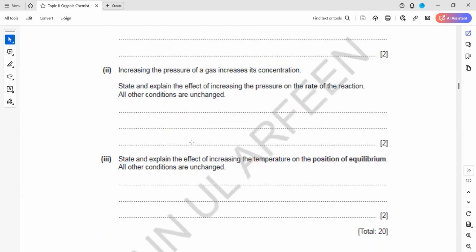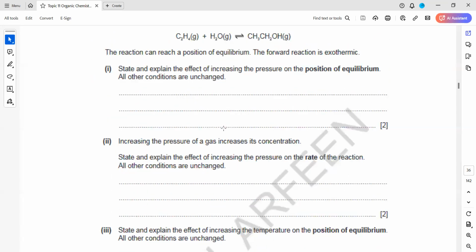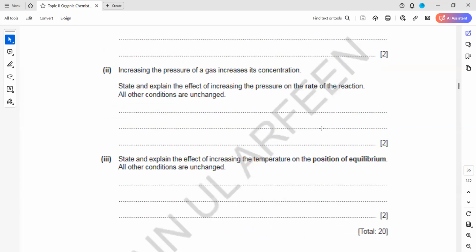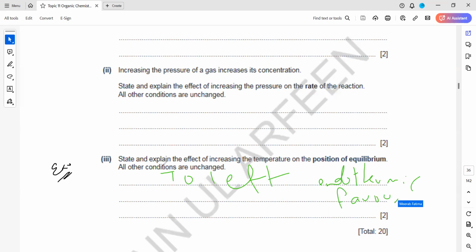State the effect of increasing the temperature on the position of equilibrium. This is an exothermic reaction. If the forward reaction is exothermic and we increase the temperature, equilibrium will shift towards the left because the backward reaction is endothermic. For a reversible reaction, if the forward reaction is exothermic and you increase the temperature, equilibrium always shifts towards the left-hand side.